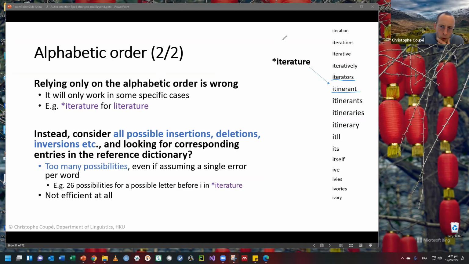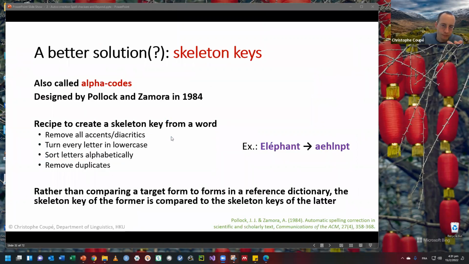So the simple approach doesn't work so well. Can we come up with something a little bit more efficient? Not perfect, but better at least. There is something called skeleton keys or alpha codes, designed by two scholars in 1984, Pollock and Zamora. This is how you take a word form and turn it into an alpha code. There is a recipe that you should follow, and it's not very difficult.